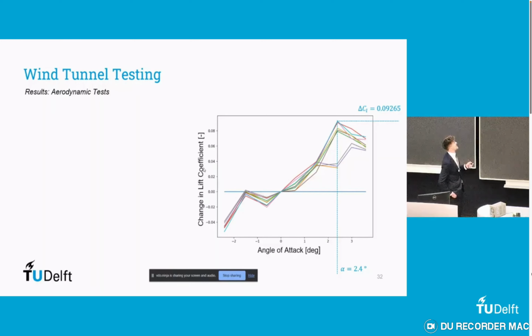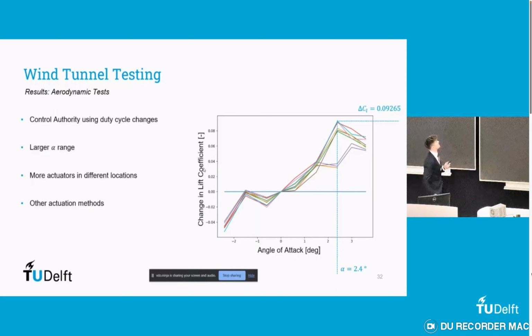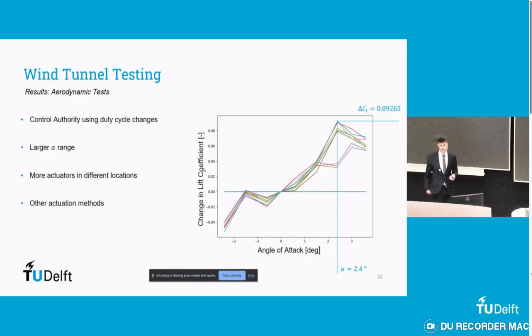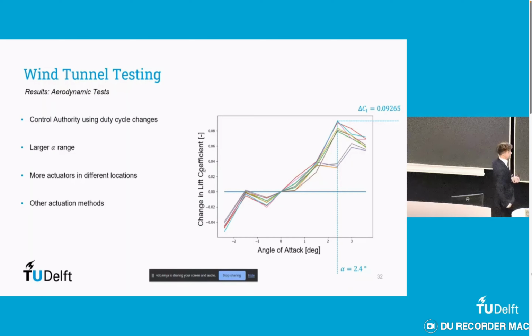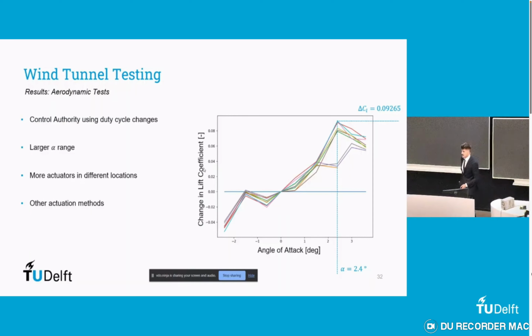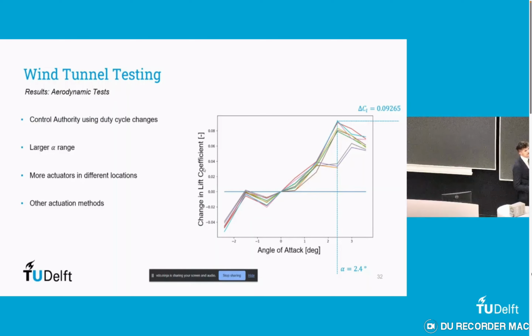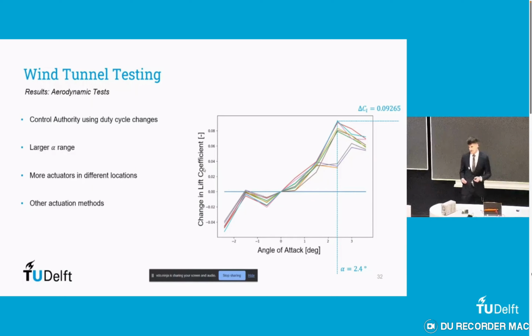So all of these lines do produce some sort of delta CL, but we ended up using duty cycle for our control to achieve the control authority that we need, and we were actually able to confirm that we are able to fulfill our maneuverability requirements. However, in the future, since this was quite a low range of angle of attack, we do need to make more experiments and test out what happens if we increase the range of alpha, as well as using different actuators and more actuators in different locations.